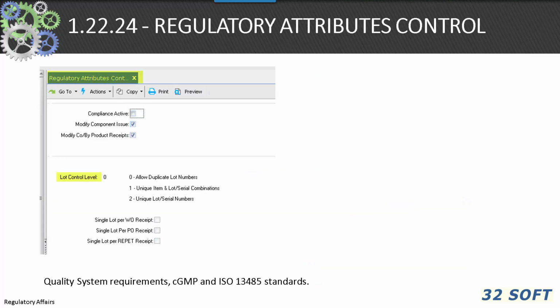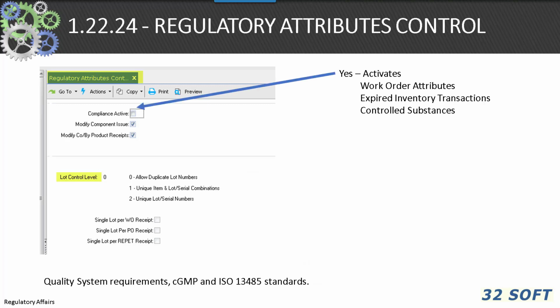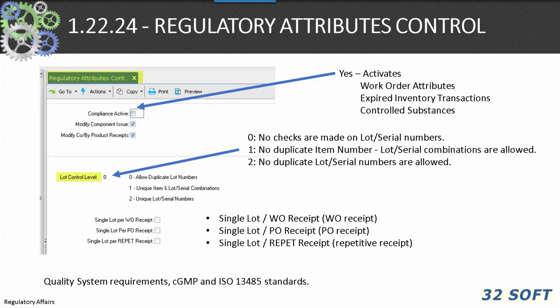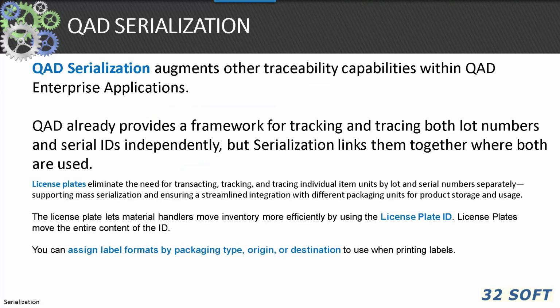The 1.22.24 regulatory allows you to activate. That in and of itself is a pretty significant decision. You've got to have a lot of operational things in place to do that. How are you going to identify lot numbers and serial numbers? Either none, a combination, or no duplicates for any serial number, the strictest level. And you could also determine how you're going to deal with work order, purchase order, and advanced repetitive receipts.